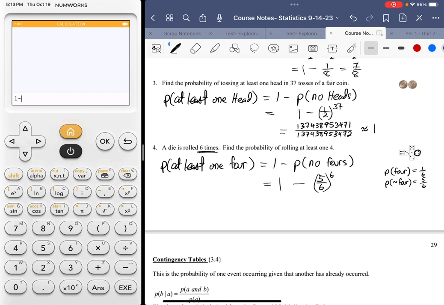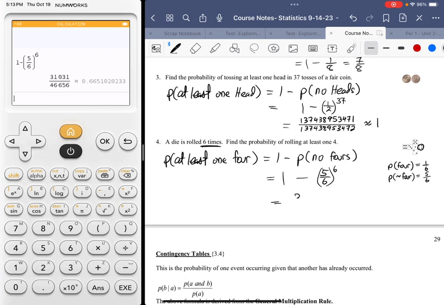Putting it in my calculator, same deal. 1 minus 5 over 6. Close it up. Raise it to the, oh, sorry. I didn't close it up. I closed it up in the wrong spot. So let me get rid of that little closed paren. Hit the right arrow to get out of the denominator. Close paren, raise it up to the 6th power. Hit OK. A little bit more manageable on the fraction front here. So 31031 over 46656, approximately equal to 0.665. I'm inclined to just leave it that way.